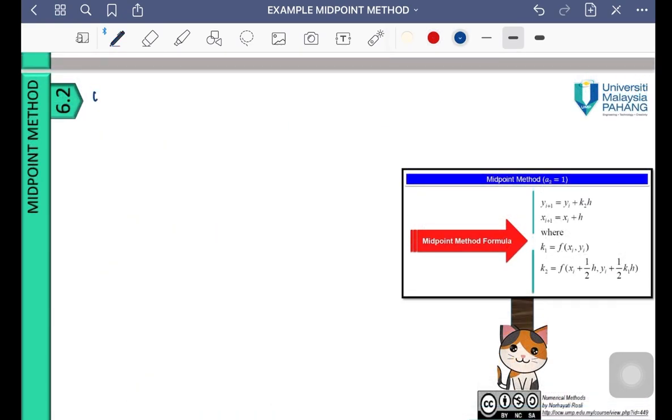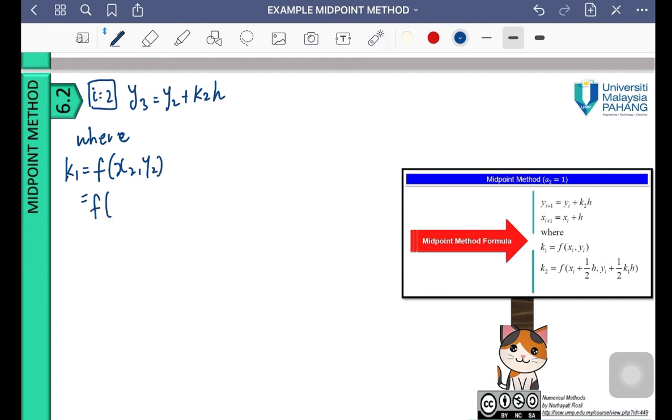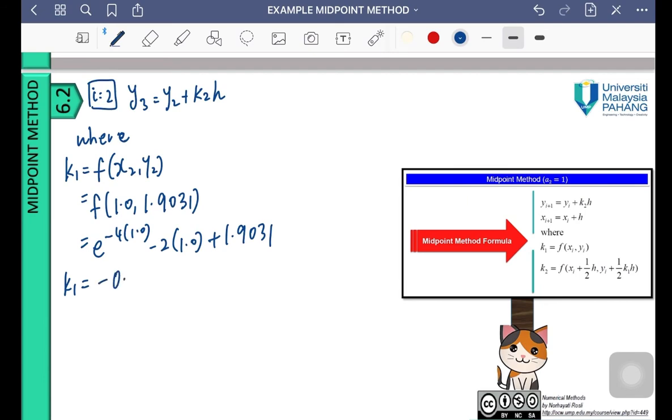Okay, so next we continue. i equal to 2. This time we want to calculate our y3 equal to y2 plus k2 times the step size, where the first slope k1 is equal to f at the point x2, y2. Okay, so x2 is 1.0, y2 from the previous calculation is 1.9031. Substitute into the equation, exponent negative 4 times 1.0 minus 2 times 1.0 plus y, which is 1.9031. So here you may get your first slope k1 equal to negative 0.0786.